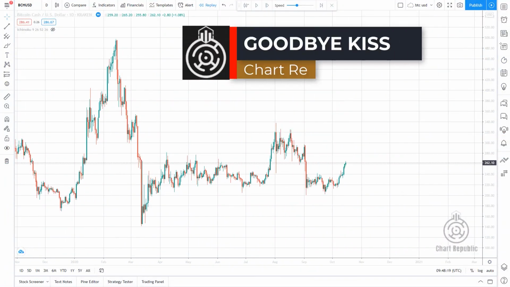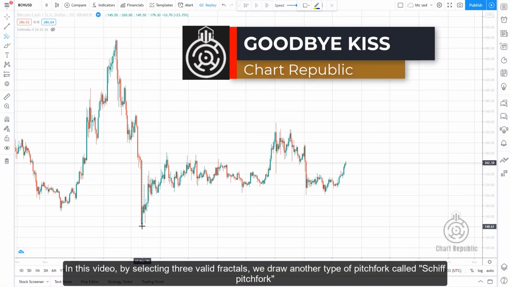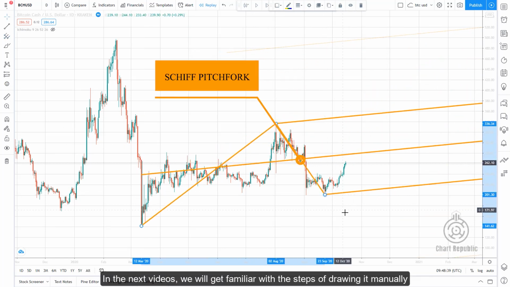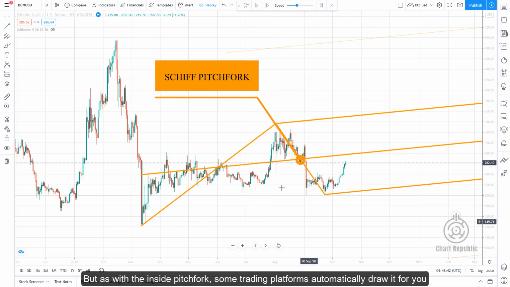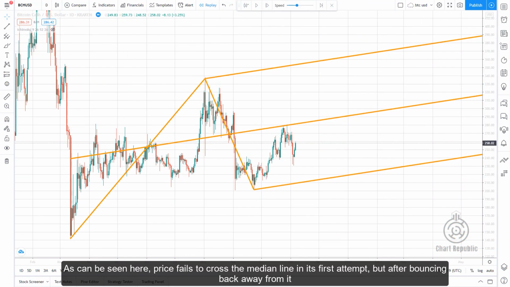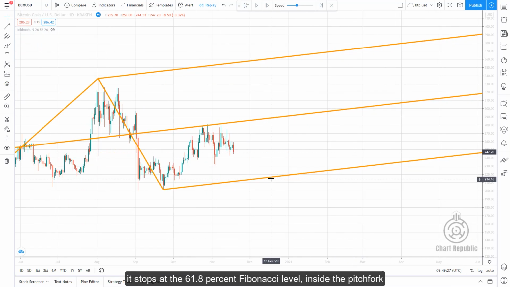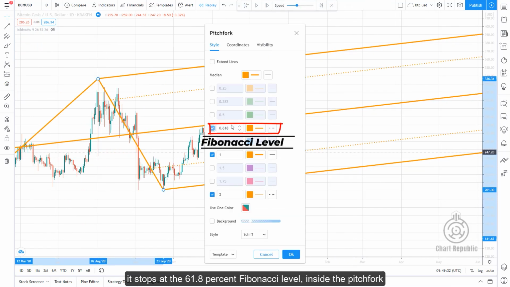Here we've drawn another type of pitchfork called the shift pitchfork. In the next videos, we will learn the steps to draw it manually. However, like the inside pitchfork, some trading platforms can automatically draw it for you. As seen, the price fails to cross the median line on its first attempt. After retreating, it halts at the 61.8% Fibonacci level within the pitchfork.